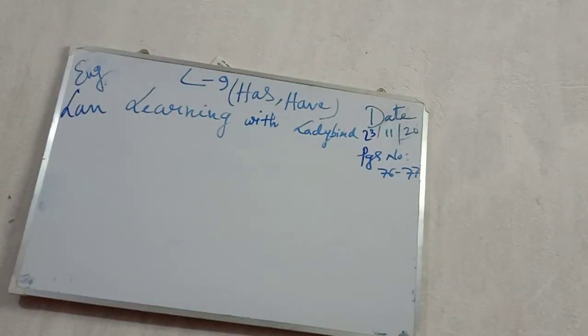We use have to say what belongs to us. We use have to say what we own, what we possess. I have a pen means I possess this pen. It is mine.